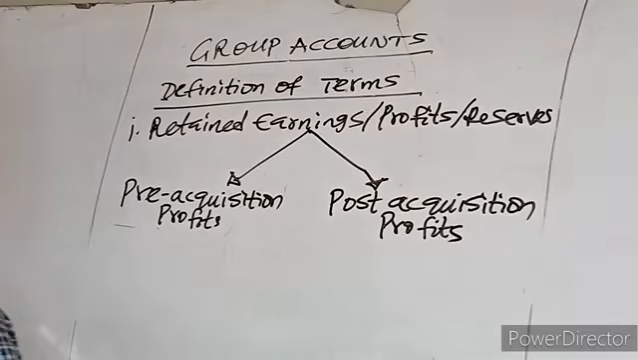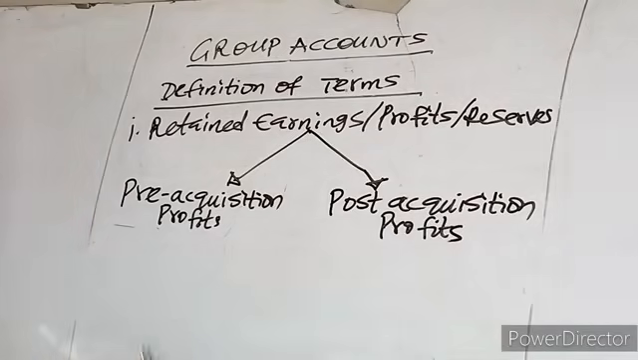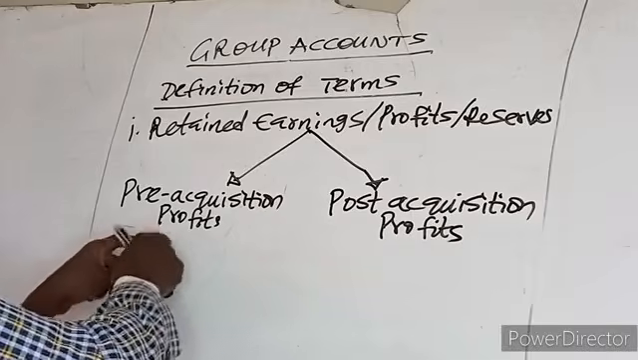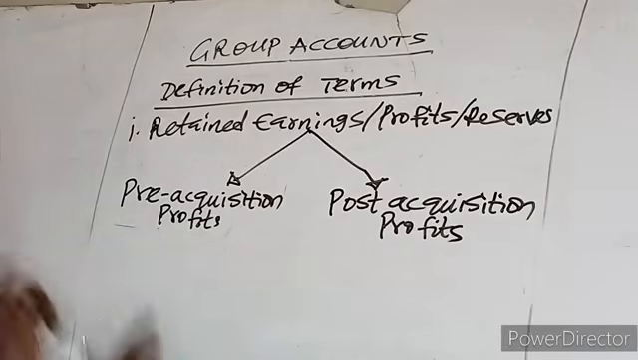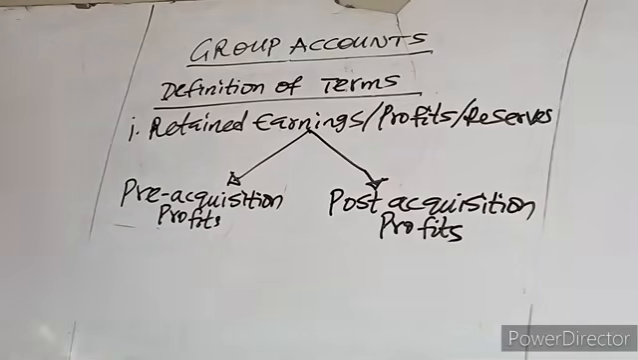Pre-acquisition profit should be included in the calculation of goodwill, but it should not be distributed. It should not be shared, so the parent company will not receive a share of pre-acquisition profits. I've told you that these are profits of the subsidiary as at the date of acquisition.